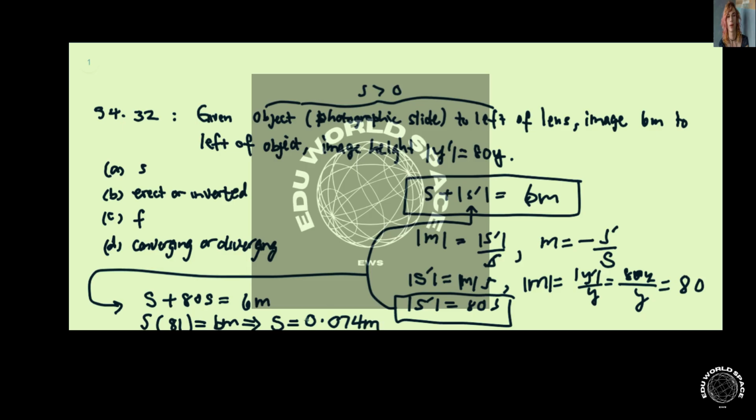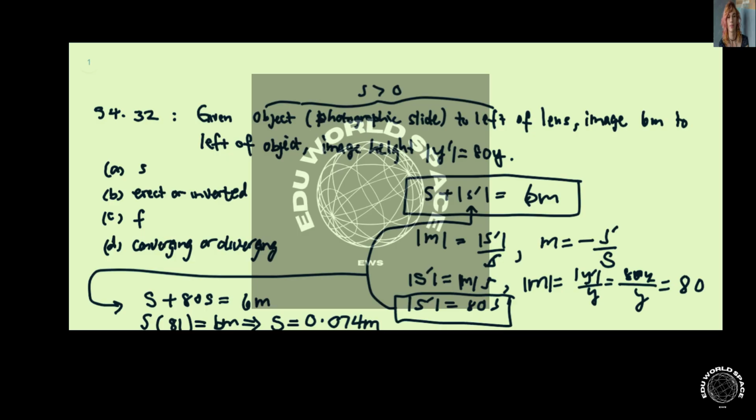And right away I could see that if I take away the absolute value, that S plus S primed is a positive number. It's 6 meters, so S prime itself has to be positive, if S is 0.074, in order to give me that 6 meters. So we'll solve part A.